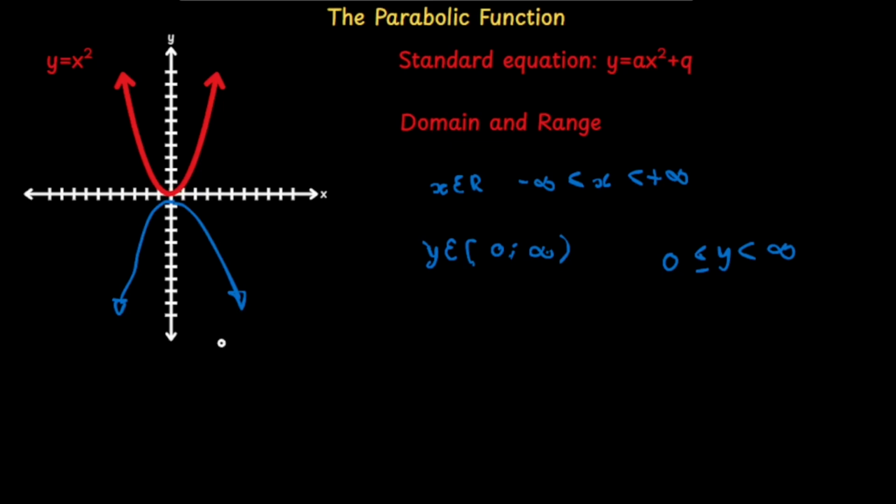Now, if I am looking at a manipulation of shape in terms of a fraction and a whole number, if I change my a to any value that is greater than 1, this function would become skinnier. It would not be as wide as it is right now. But if my a value was a fraction, the function would become wider.